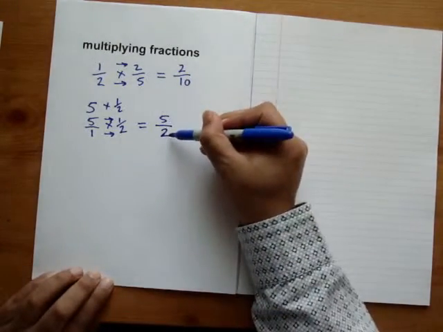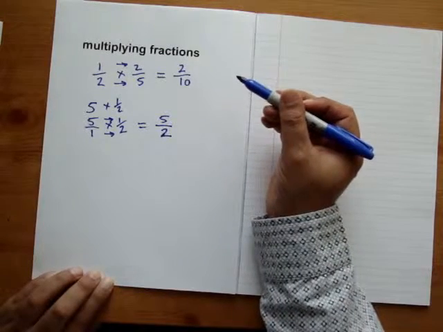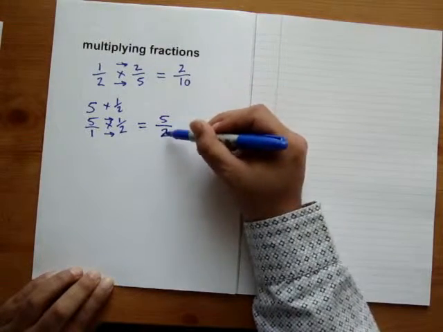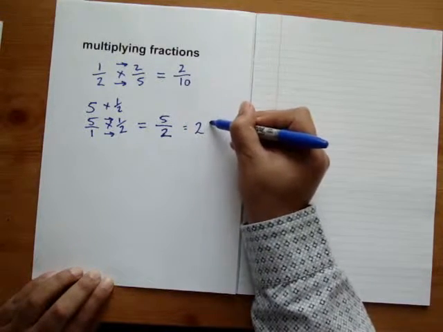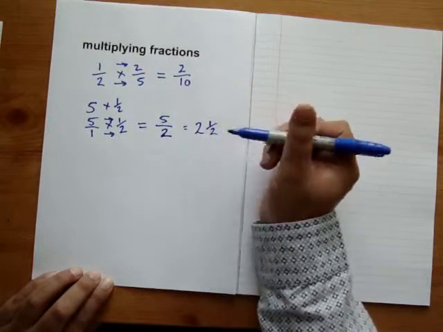An improper fraction, we want to make that into a proper fraction. 2 into 5 goes twice. Remainder 1, 2 and a half.